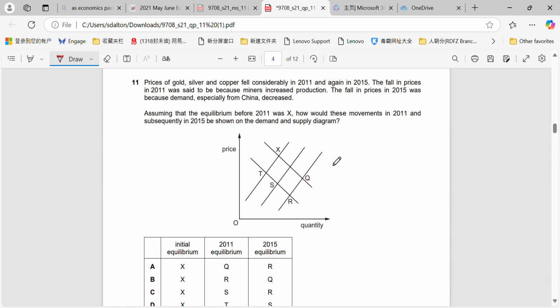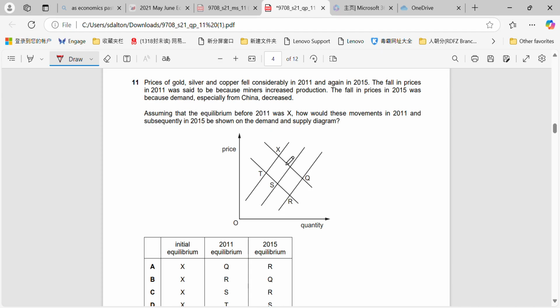Okay, question 11. Prices of gold, silver and copper fell considerably in 2011 and again in 2015. The fall in prices in 2011 was said to be because miners increased production. The fall in prices in 2015 was because demand from China decreased.